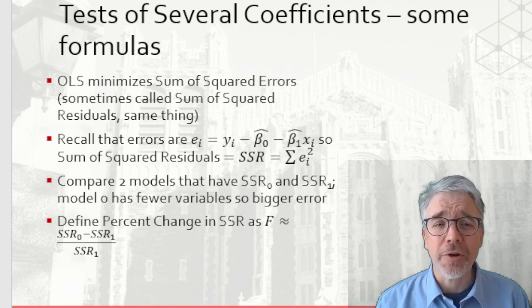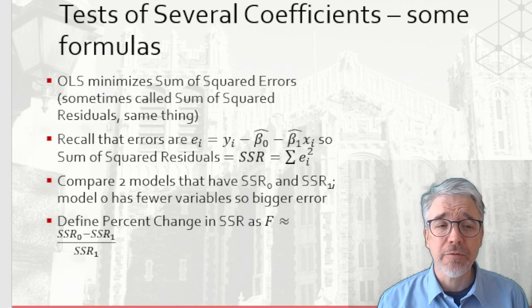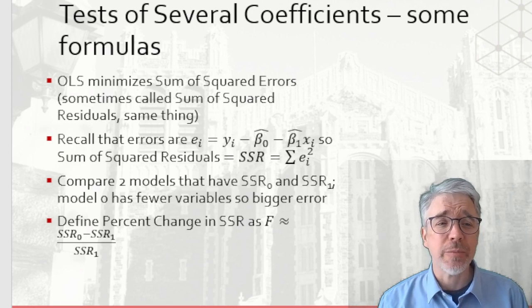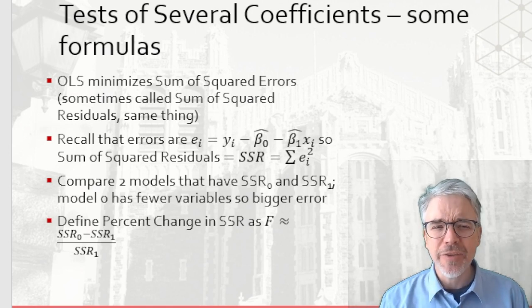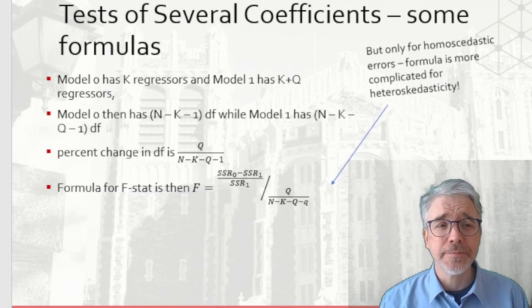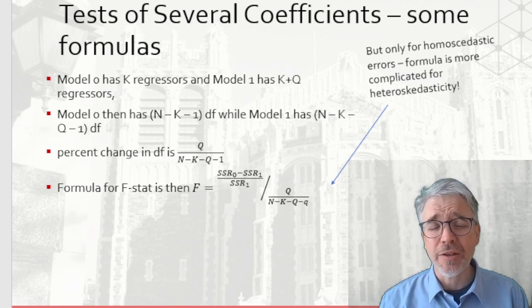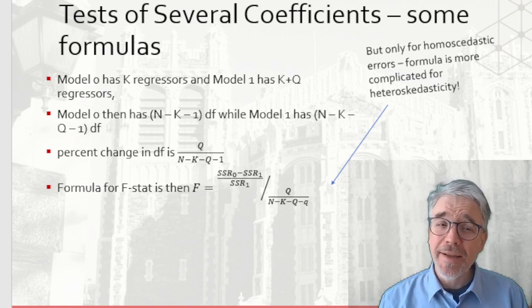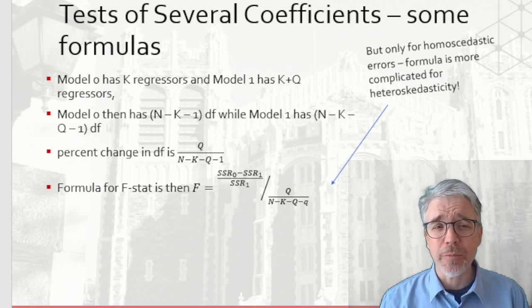Therefore, SSR naught must be larger. Fewer variables means larger errors. So we then find the percent change in the sum of squared errors. That's, in some sense, the benefit of adding more x variables. But note I wrote a squiggly equal sign there, because this is an approximation. To make it better, we'd want something more like an elasticity than just a percent change. Want to take the percent change in the sum of squared residuals and divide that by the percent change in the number of x variables.